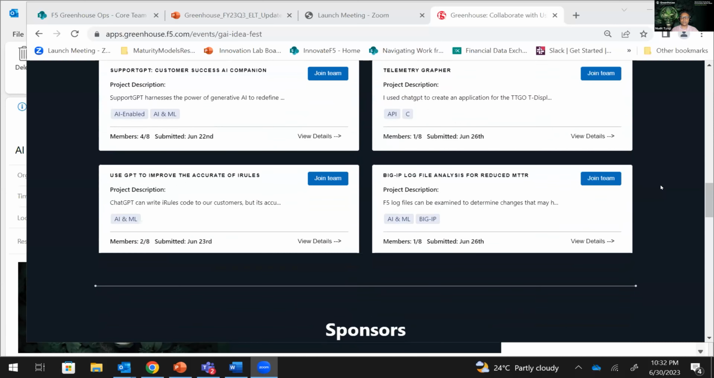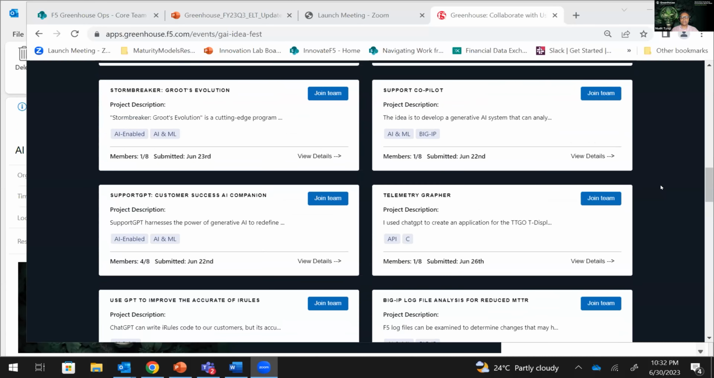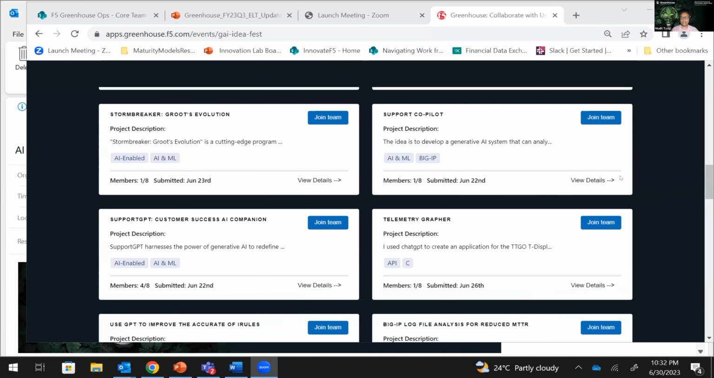Ken, I'm just going to pick one of the ideas that was submitted by an F5er, the support copilot. I see 2 ideas that are very similar. Perhaps these 2 teams should unite. This is another value of submitting your idea: you find other people who are thinking in the same way, and you can join forces. So support copilot and support GPT. Let's look at this one, Ken. View details.